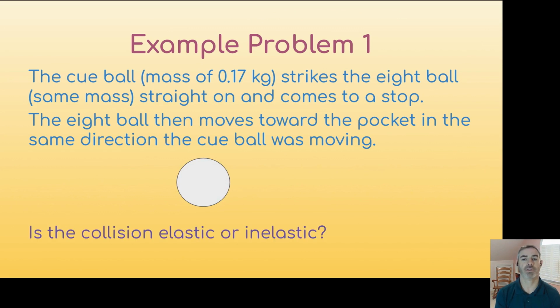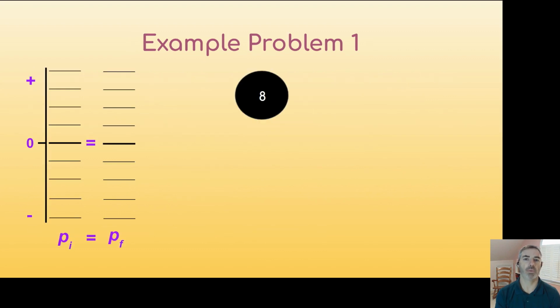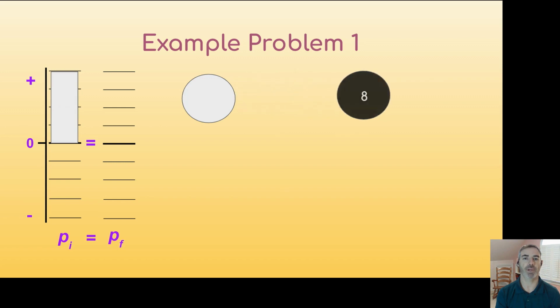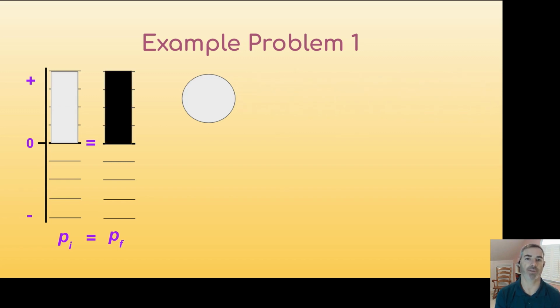So let's go through our steps. First, let's draw a momentum bar chart. As the cue ball approaches the eight ball, we know it has momentum. Let's draw a bar that represents the cue ball, and we'll qualitatively represent this with a total height of 4 lines. Then the eight ball moves away, and we know it has to have the same momentum, and the cue ball stops, so it has no momentum. The eight ball is going to have the same amount of momentum that the cue ball had to start with. Then we write our conservation equation: the momentum of the cue ball is equal to the momentum of the eight ball.